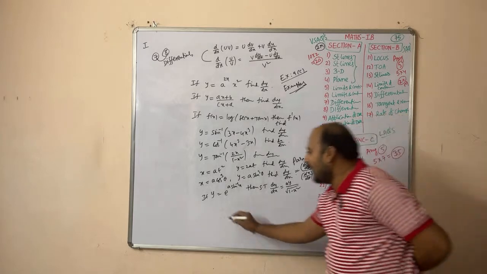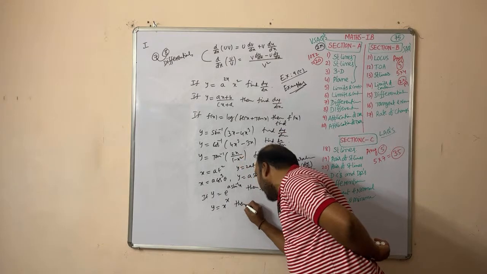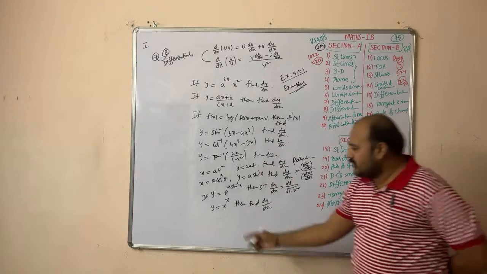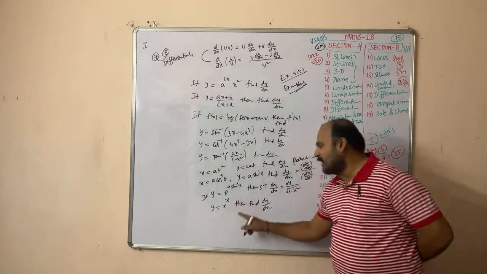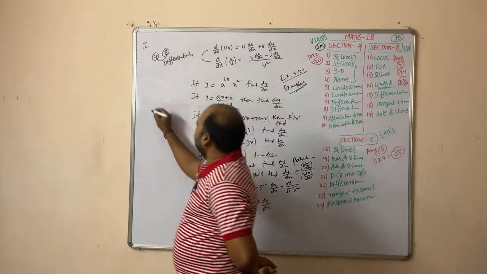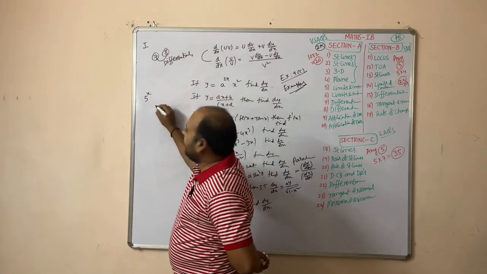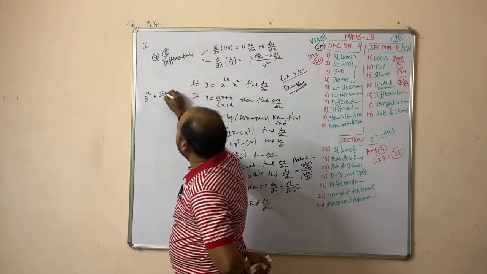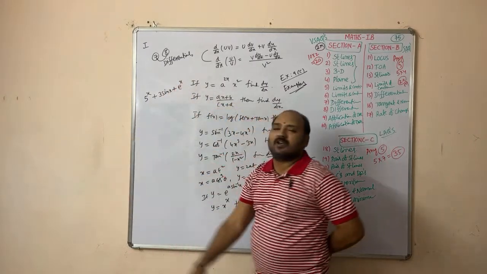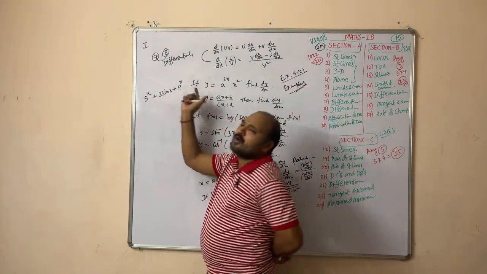This type of question. And one standard example: if y is equal to x power x, then find dy by dx. The same question, if they ask f of x equal to x power x, then find f dash of x. And moreover, like this also they will ask: find the derivative of 5 power x plus 3 sin x plus e power x. Find the derivative of this function.